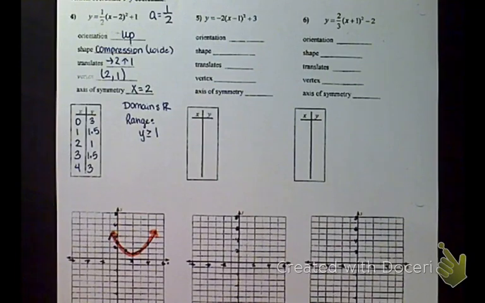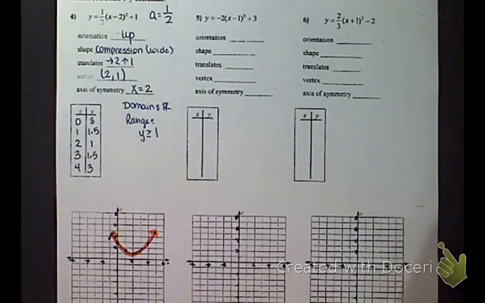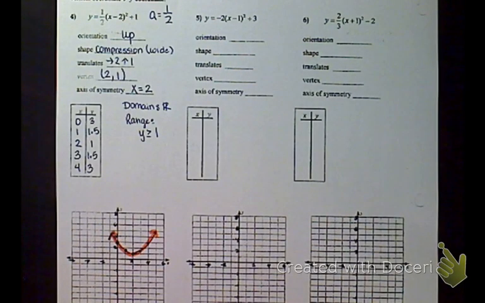All right, I want you to pause the video and complete number 5. Get everything done: the orientation, the shape, how it translates, vertex, axis of symmetry. I'd like you to identify the domain and range, create a table of values, and graph. When you play the video, I'm just going to come back and go through all of those quickly. So really try to get as much of that done. Pause the video and see how much of that you can do. All right, let's see how you did.